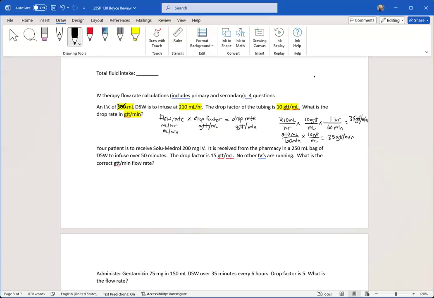If for some reason I got a decimal answer, like let's say it was 35.45 or 35.5 drops per minute, you cannot give a patient a partial drop. It has to be rounded to the nearest whole drop. So if it was 35.5, you would give them 36. If it was 35.4, sorry, you would give them 35 drops. You would just either round it up or keep it at the whole number. But your drop rate is always going to be a whole number because you can't give somebody a partial drop.